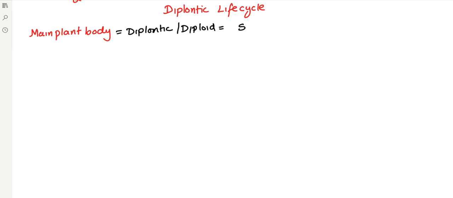देखो अगर हम लोग diplontic life cycle में बात कर रहे हैं तो हम लोग यहां पर क्या बोलेंगे, the main plant body will be what? Will be diplontic in nature. And whenever a plant body is diplontic in nature or we can say diploid in nature, तो हम लोग उसको क्या बोलते हैं सर? We call it sporophyte. Okay, we will call it sporophyte. Now that means the life cycle will be starting from sporophyte here.